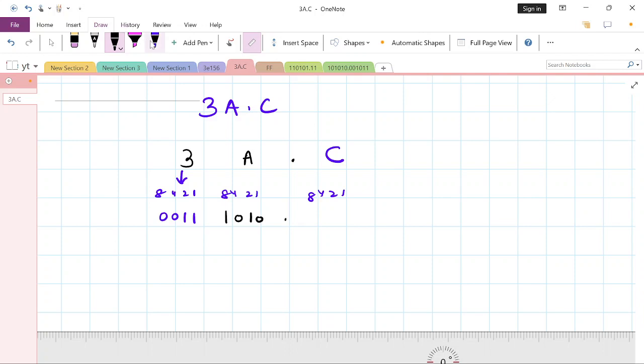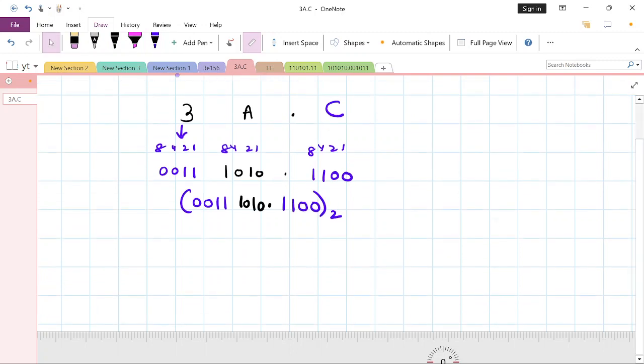Then C is 12, 8, 9, 10, 11, 12. Let me get the answer 1, 1, 0, 0. Then let me write this part 1, 0, 1, 0 dot. Always put that fraction point, that binary point at the correct place to get the correct answer. So this is my binary code.